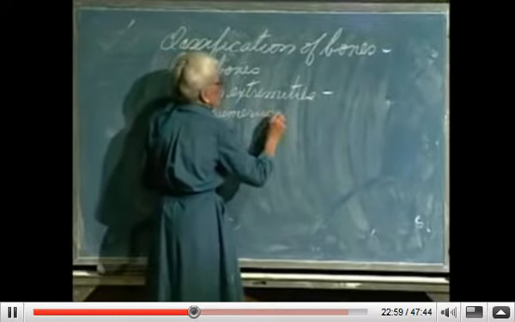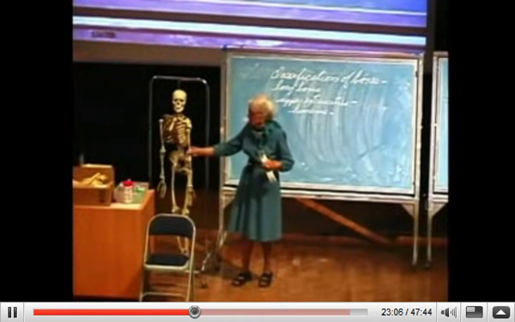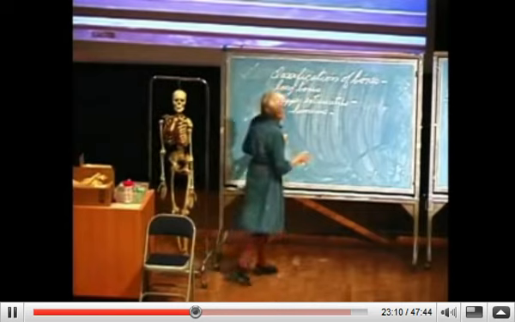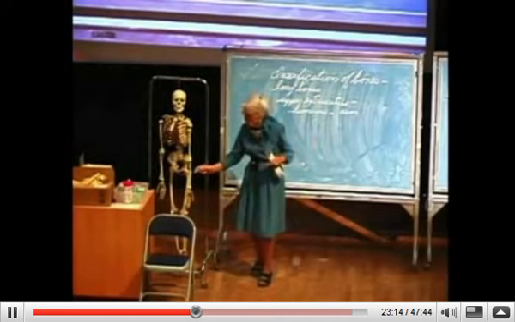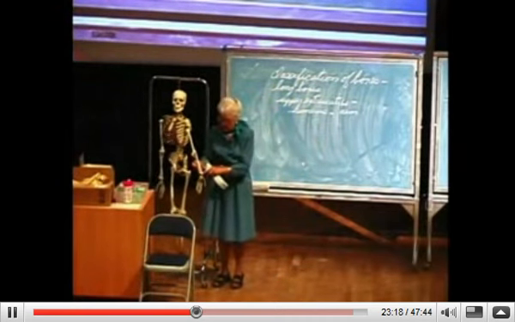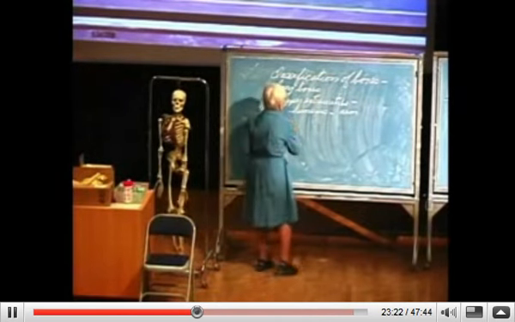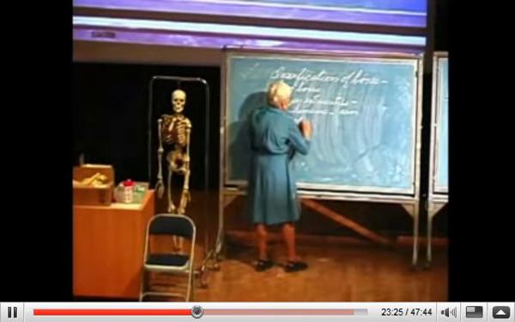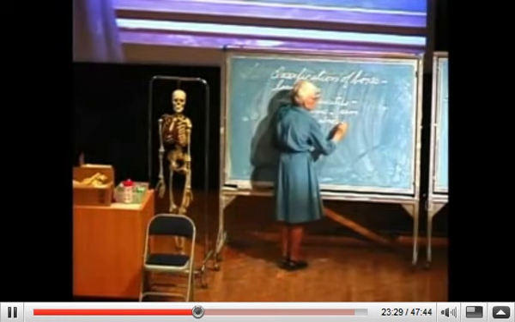The humerus is your arm bone. We don't call the whole upper extremity the arm. This is the arm of the upper extremity. Then we have the forearm. And the forearm consists of the radius and the ulna. That's the forearm.